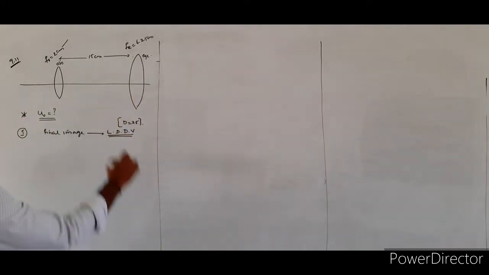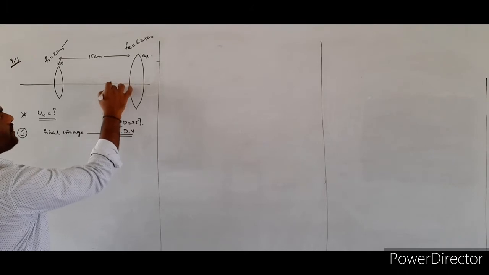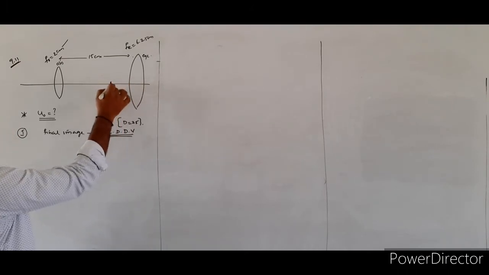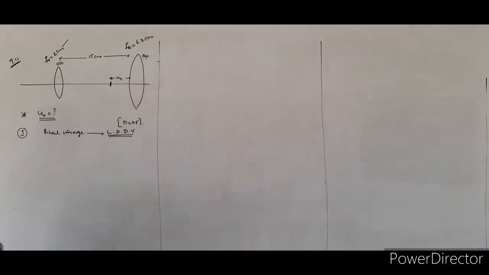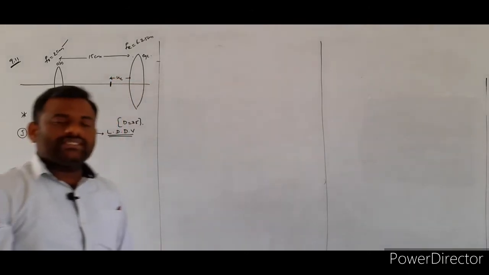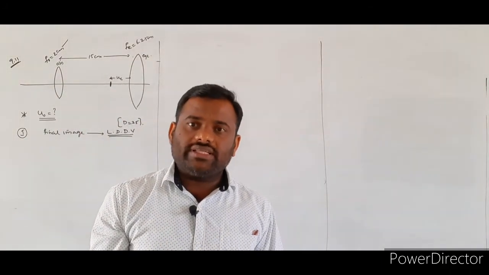So I am assuming that in front of the eye lens, the virtual object will be placed at a distance of UE. What is UE? UE indicates the object distance for the eye lens.